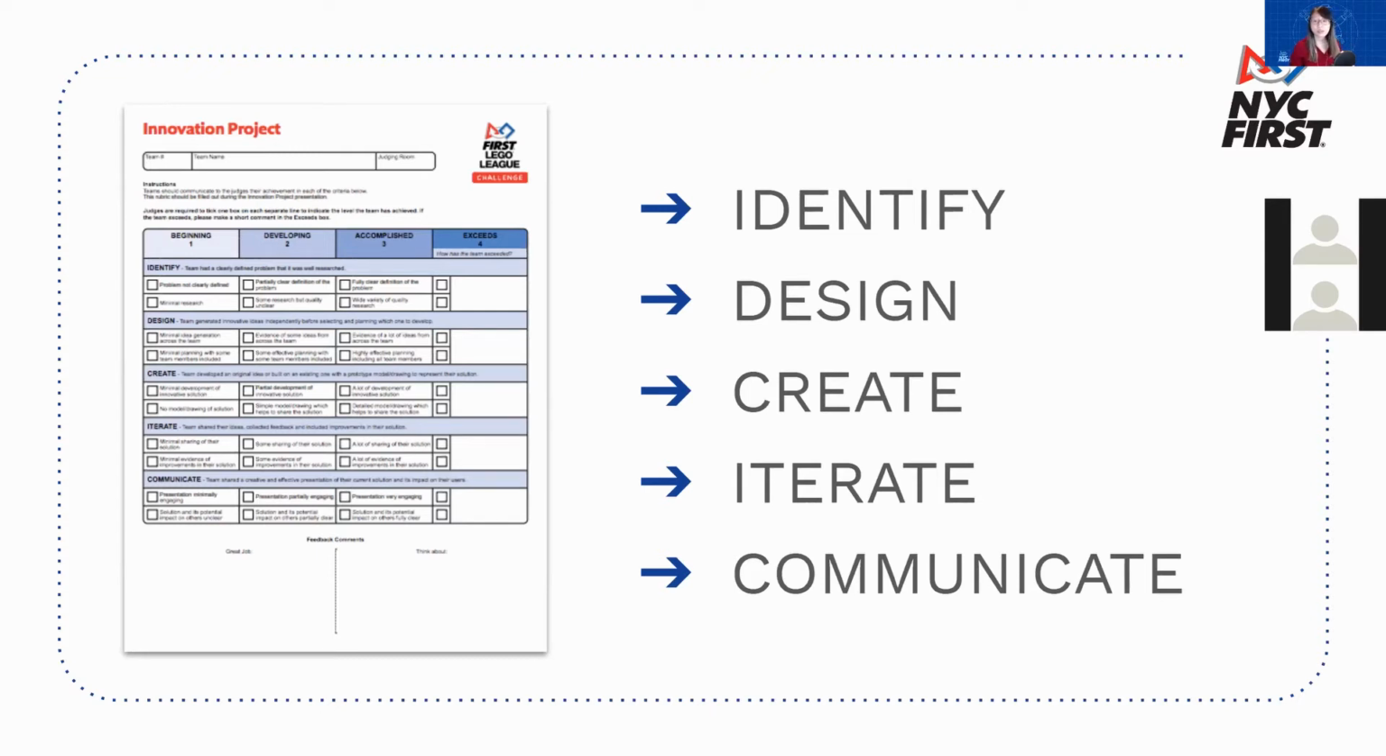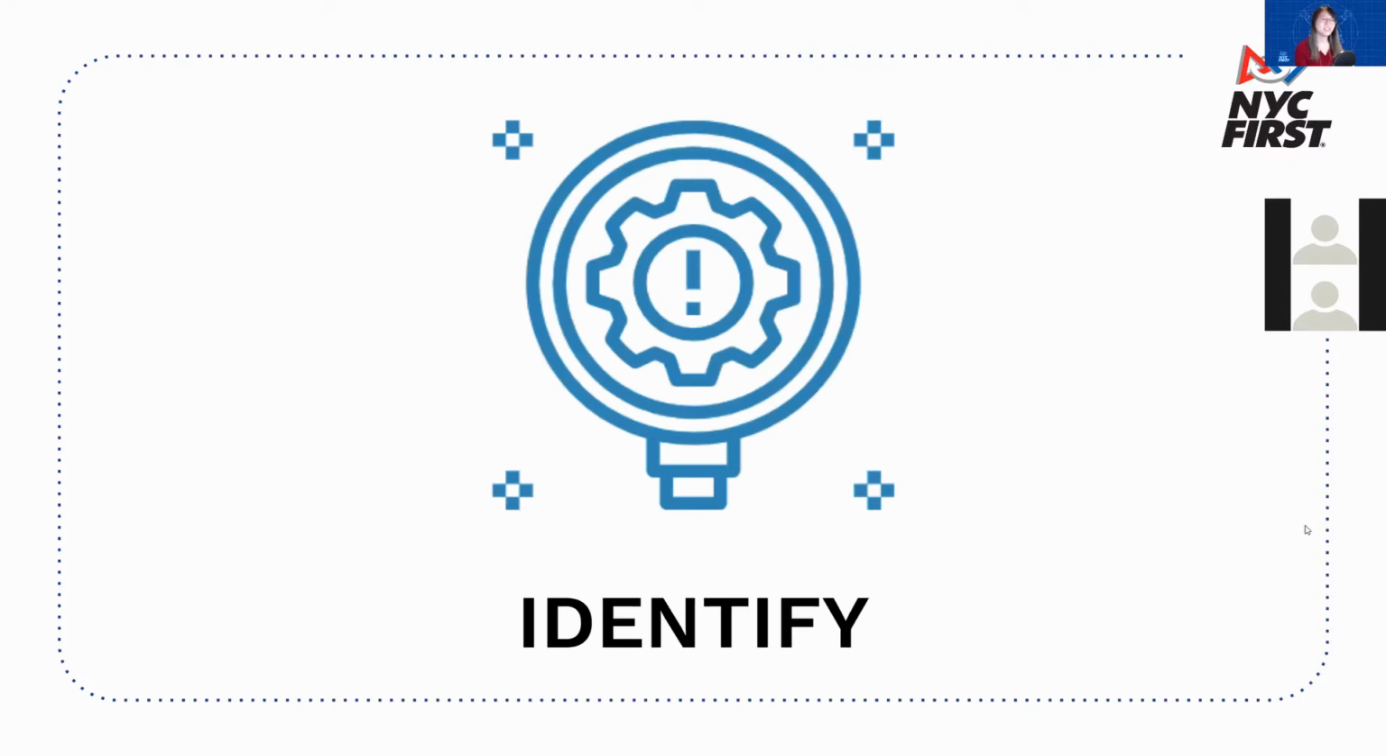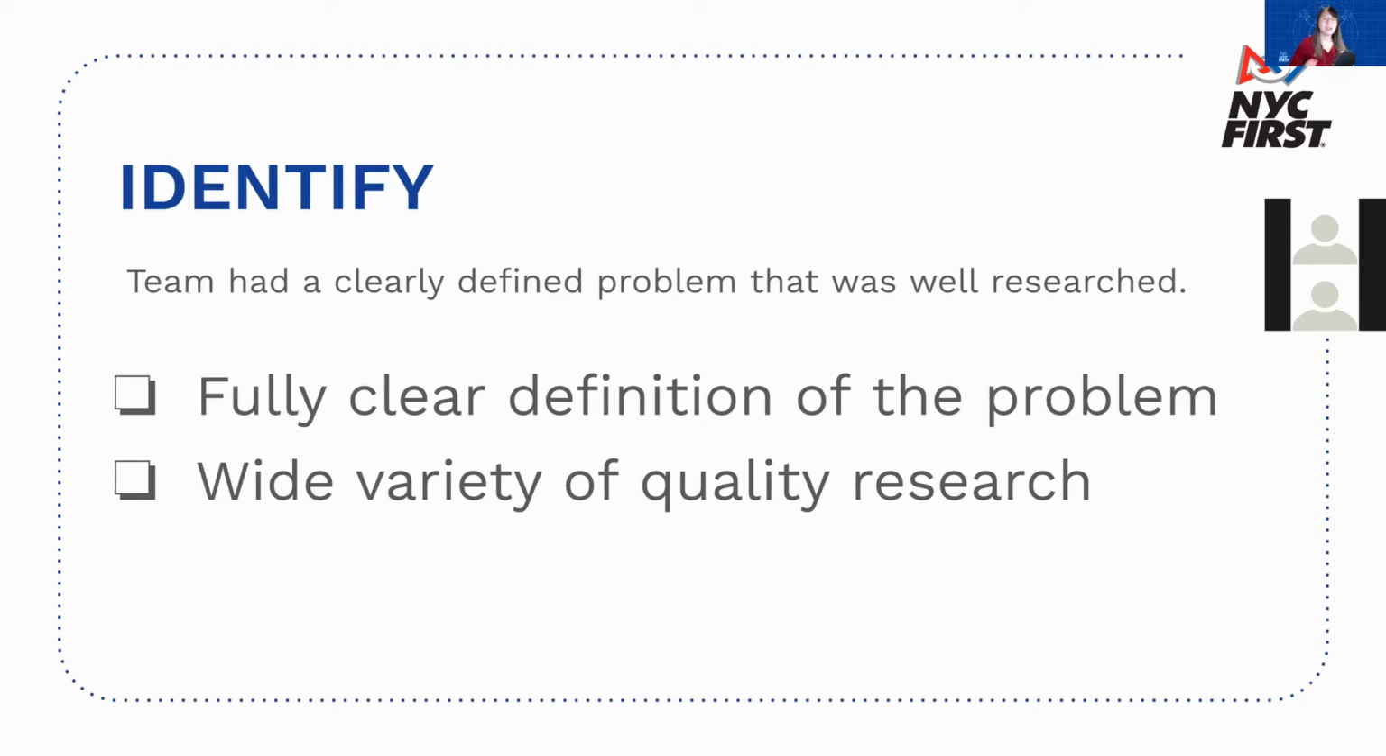One thing to note, even though the rubric is laid out in this order, your presentation doesn't necessarily need to be in this exact order. Your judges will be taking notes throughout your presentation, and they can always go back and fill out the rubric. So let's get started. The first section is identify. Identifying is arguably one of the most important sections of the rubric. So we're going to spend a little more time on it.